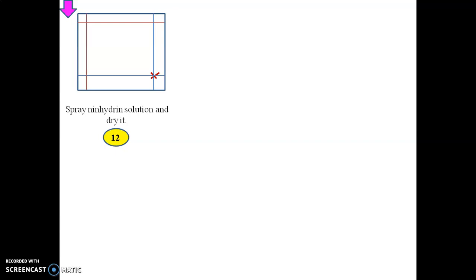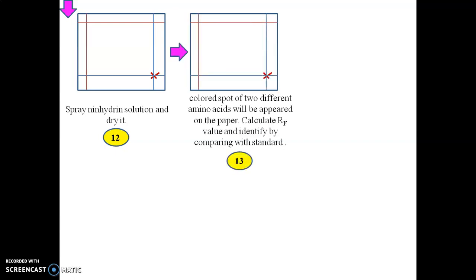After drying, if the spot is colorless, then visualize the spot by using methods. There are two methods, physical and chemical. Here, ninhydrin solution is used for the visualization of the spot. Now spray the ninhydrin solution and dry it. The spot will appear on the paper.